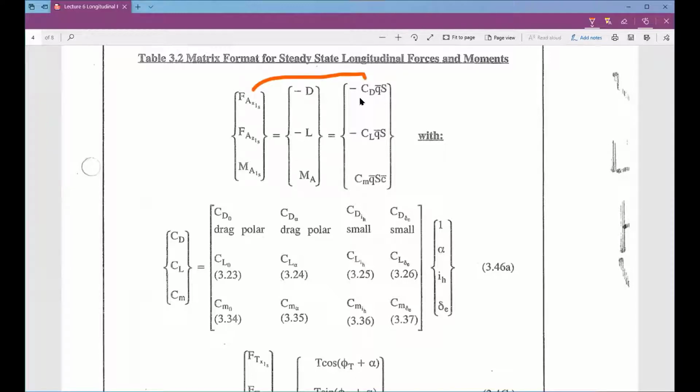So this is the formula that I wrote up there. FAX is minus D, which is CD times Q times S. And then here's the formula for CD that goes up in here: CD0, CD alpha, CDiH, CD delta E times this vector here.